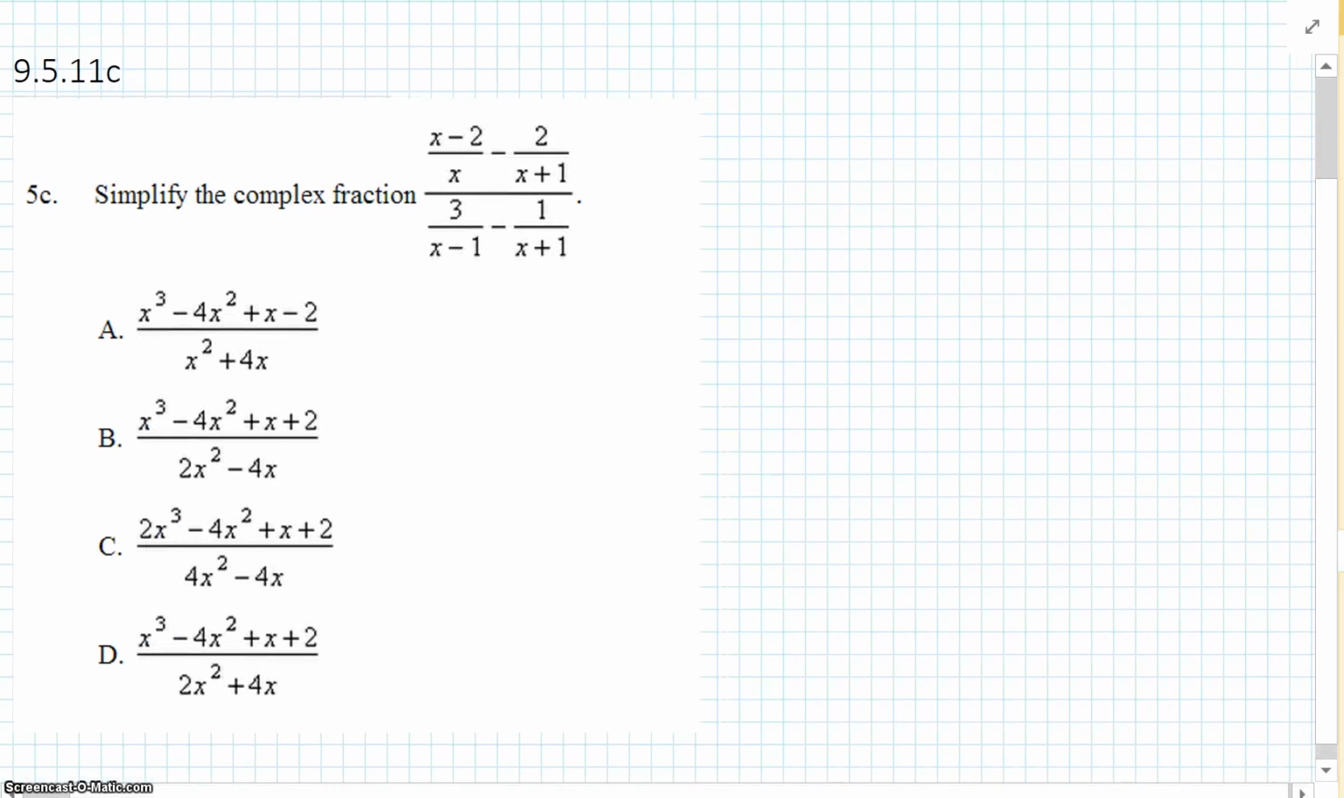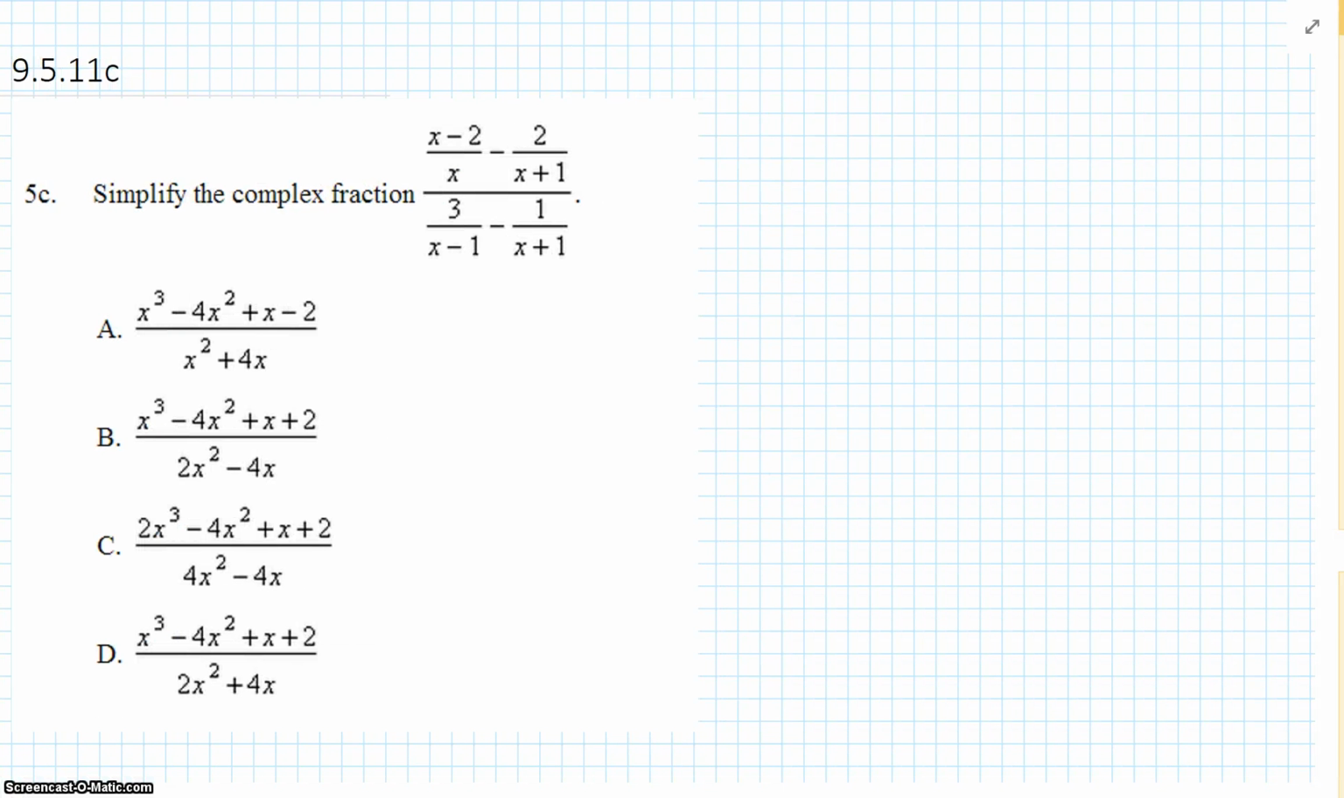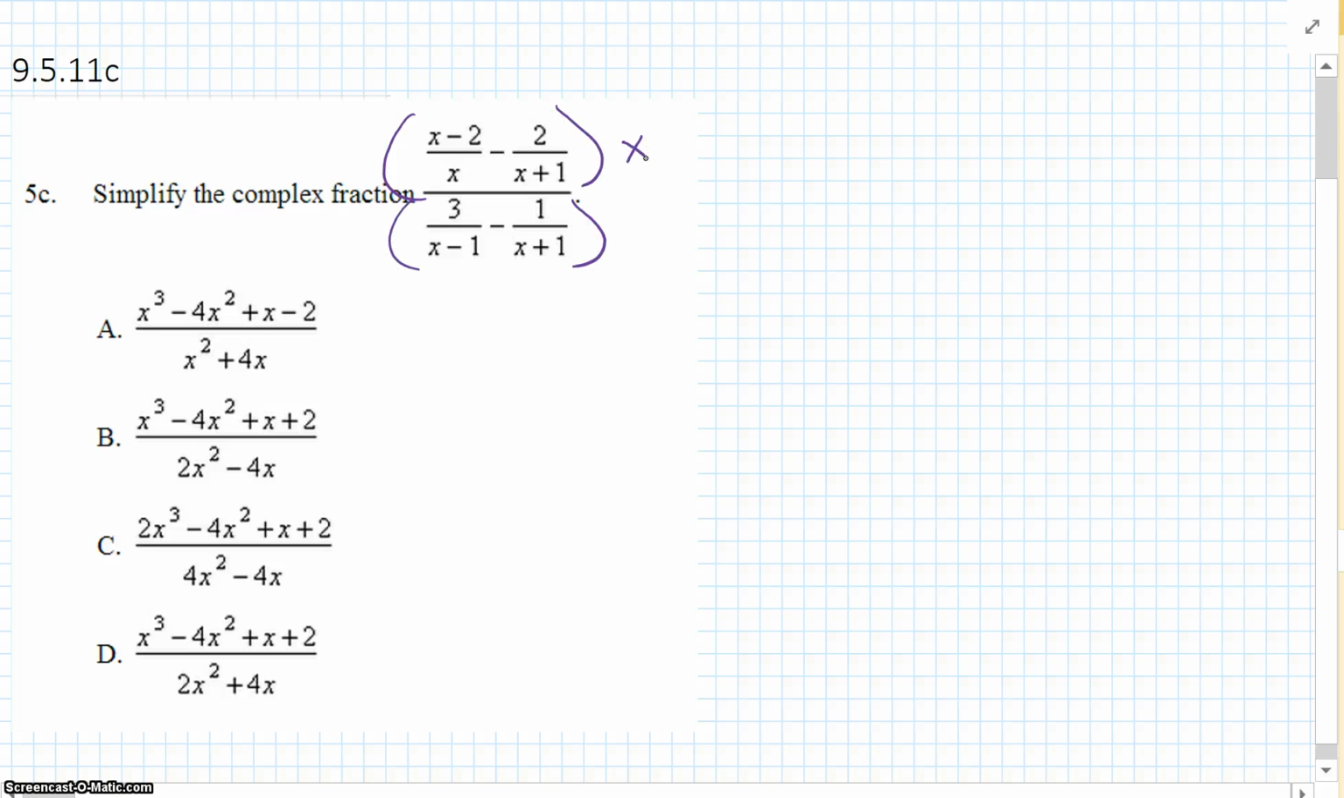Alright, simplify this complex fraction: x minus 2 over x, minus 2x plus 1, all over 3 over x minus 1 minus 1 over x plus 1. So let's multiply both sides by x times x plus 1 times x minus 1. We're going to multiply the top and bottom by that whole expression, and we can do that because it's still going to be equal to 1.